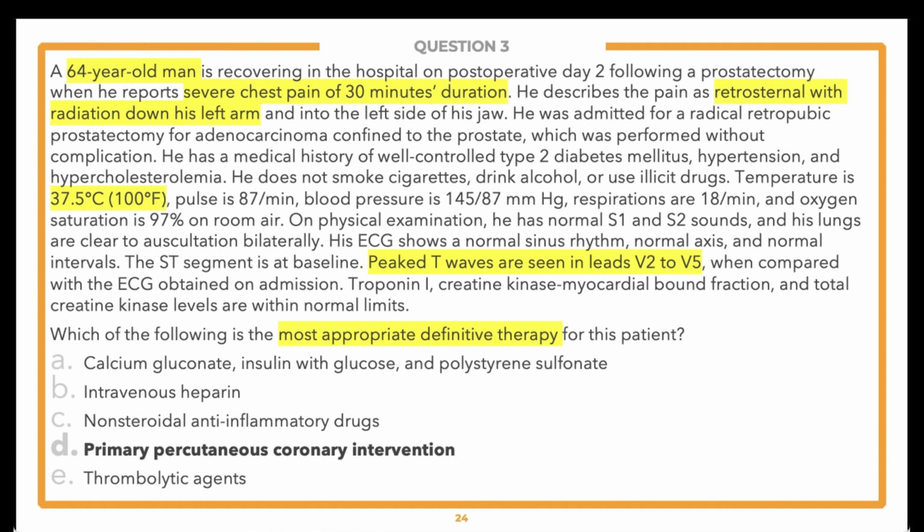Number 2, he's got to have either EKG changes or troponins. And I didn't say he has to have ST segment elevation or ST segment depression. He has to have EKG changes. And he's got peaked T waves that weren't present previously.